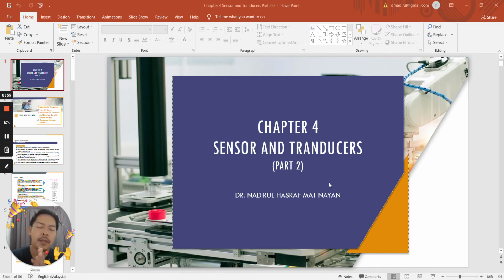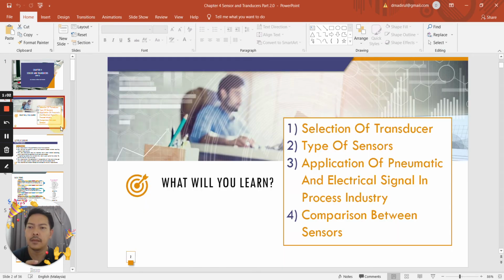So for today, we'll begin our lecture with part 2 of the sensor and transducer. In this part 2, at the end of the topic you will learn the selection of transducer, the types of sensor, the application of pneumatic and electrical signals in the process industry, and the comparison between each sensor. Each sensor has its own characteristics and can be applied to many applications. So there is a comparison of advantages and disadvantages between each sensor, and from these you can make a judgment on which type of sensor is best to use in a certain application.